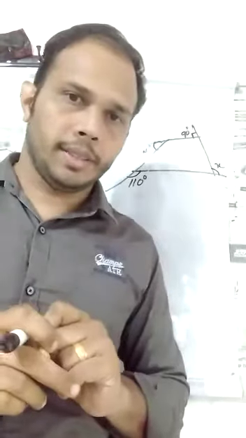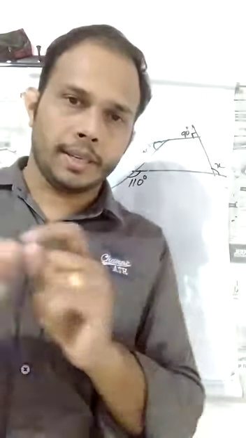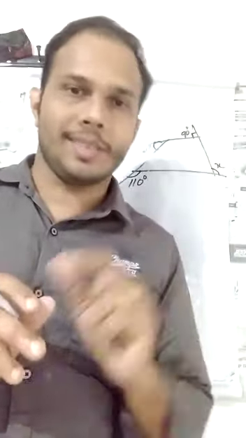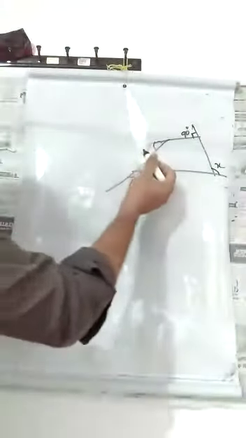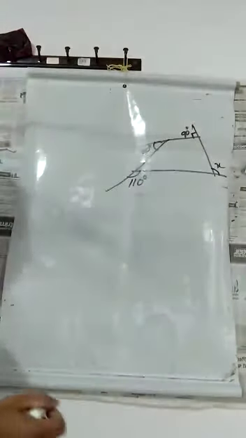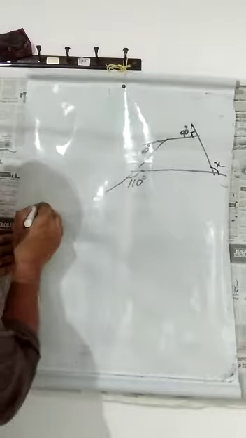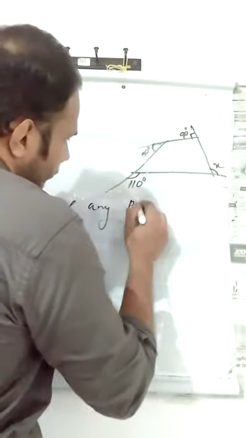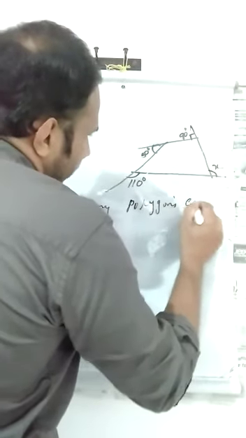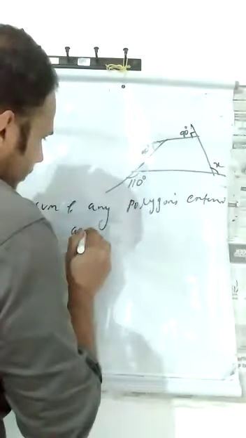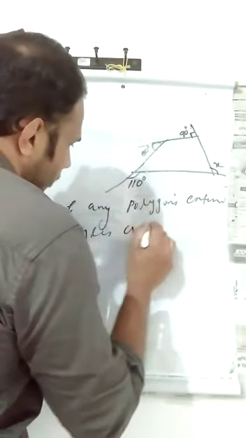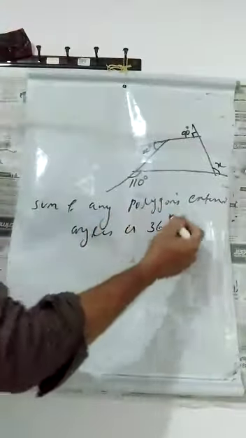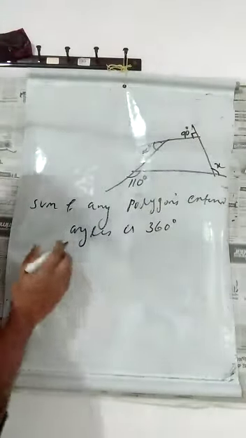So the sum of the exterior angles of any polygon is 360 degrees. Any polygon's exterior angle sum is how much? 360 degrees. So you can say 50 plus 90 plus x plus 110 equals 360. Before that you can write: the sum of any polygon's exterior angles is 360 degrees.